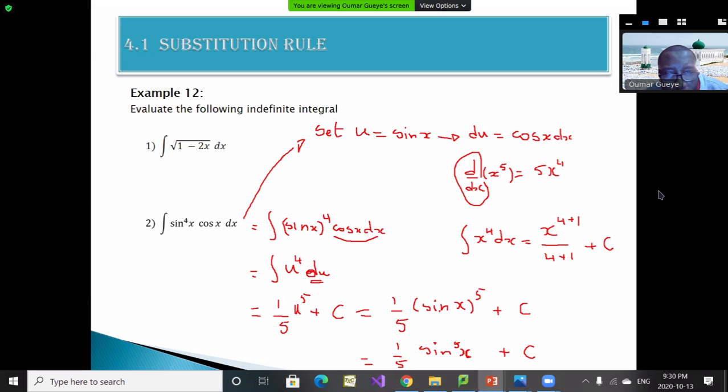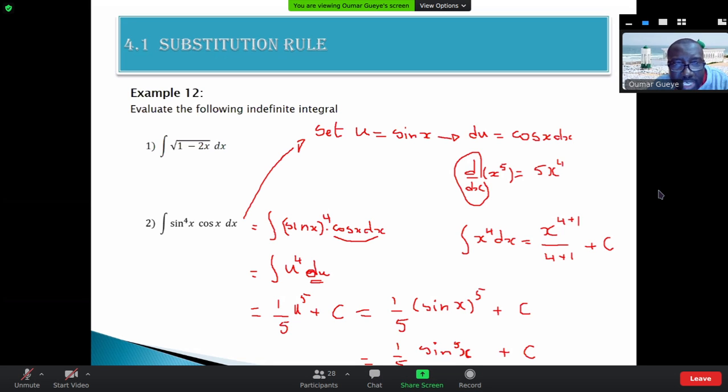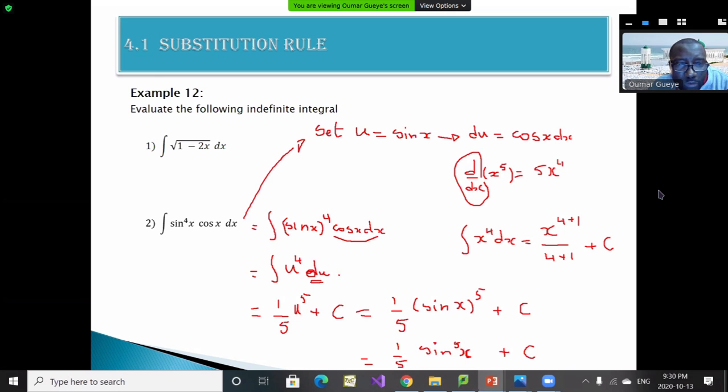Okay? You're welcome. So be careful, the dx is not a function that you have to integrate. The dx means you're calculating the integral with respect to x. If your function is in terms of u, you will get du. If your function is in terms of y, you will get dy.